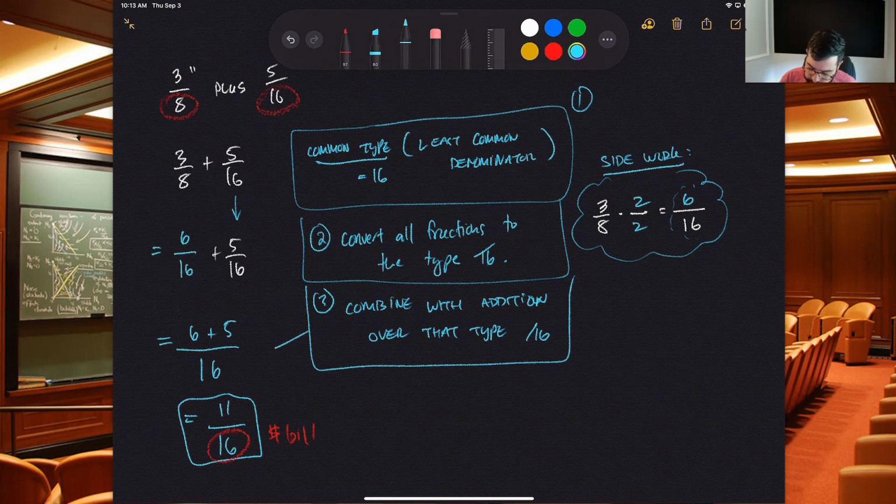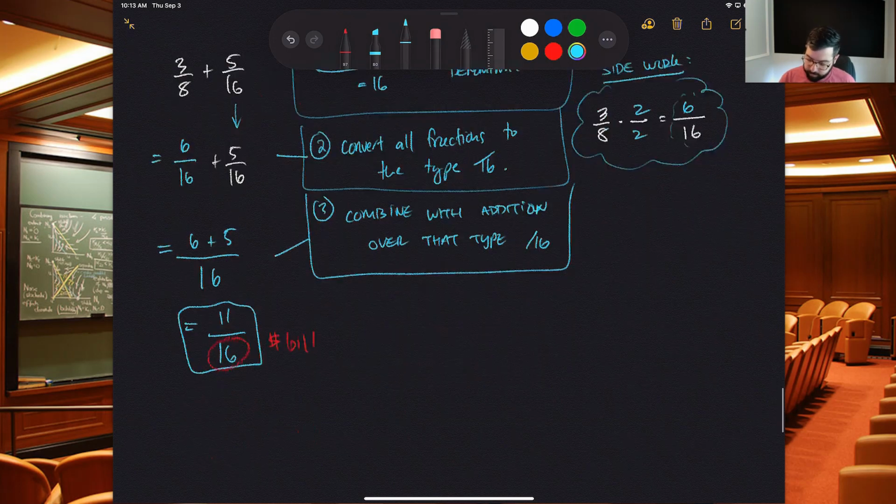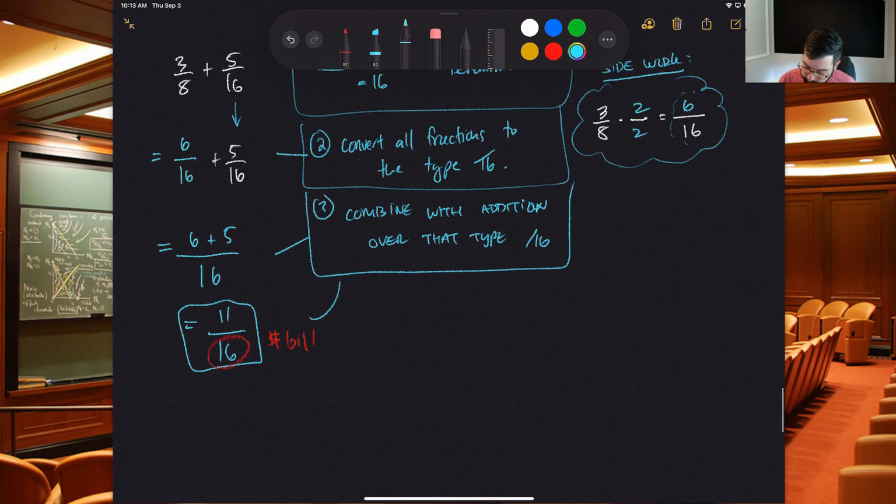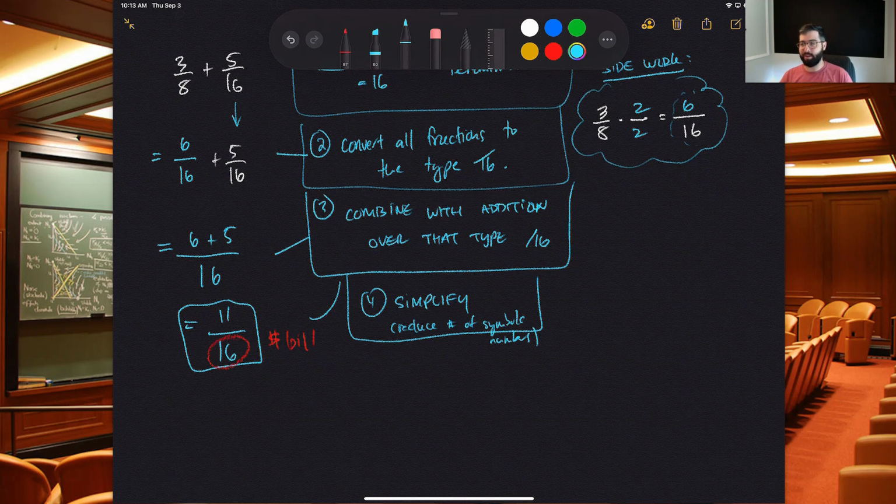So it was here. And then simplify. What does simplify mean? It means just reduce symbols. Reduce the number of symbols and numbers. Not using your eraser or anything, but using the rules of math to reduce it, get it as concise as possible. So this is as concise as possible.